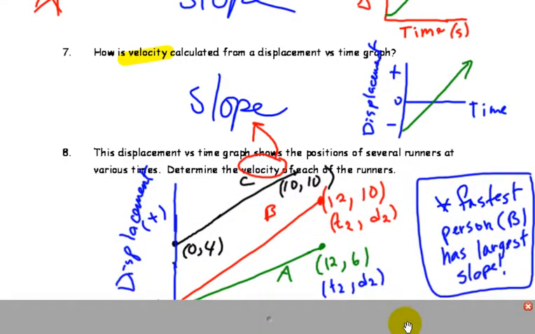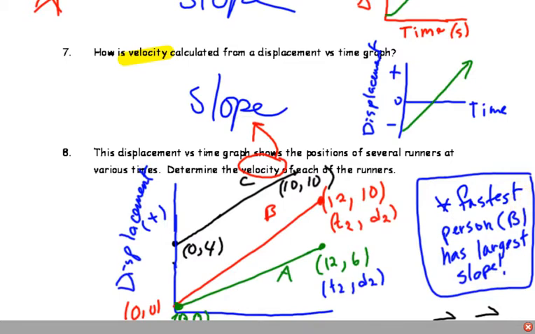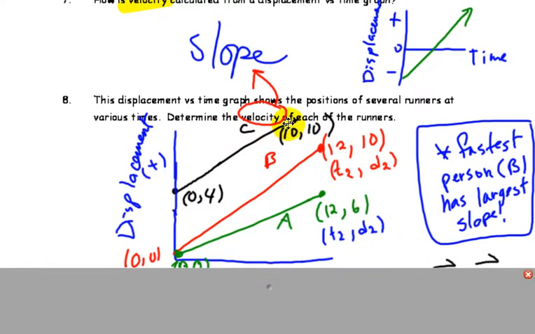So here we have a graph. Yours looks a lot neater than mine. This displacement versus time graph shows the positions of several runners at various times. Determine the velocity of each of the runners. Here we have runner A, runner B, runner C, and the fastest person must be B because it has the higher slope, and since slope means velocity, that's the largest velocity.